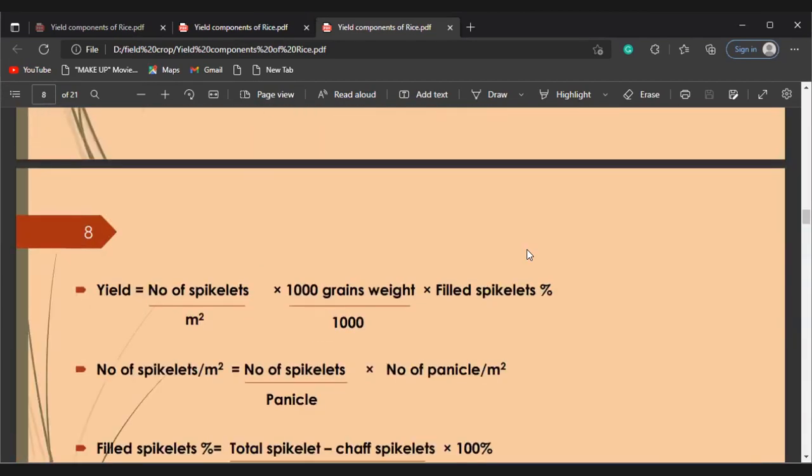Yes or no? So if you are asked for three factors, you can write these three. If you are asked to mention the factors, you want to write number of panicles, number of spikelets per panicle. Got it?